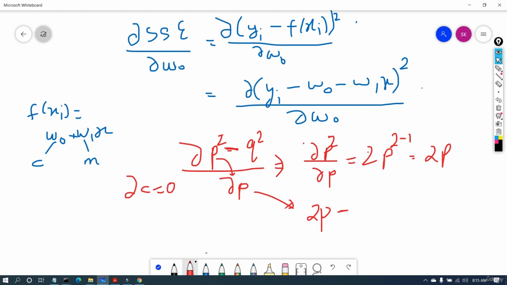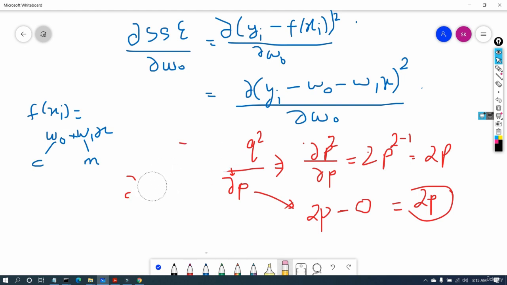And now let's do the q square with respect to p. Here the q square will be regarded as a constant. That means it will be 0. So our partial derivative of this equation is nothing but a 2p. So this way we find the partial derivative of any equation.